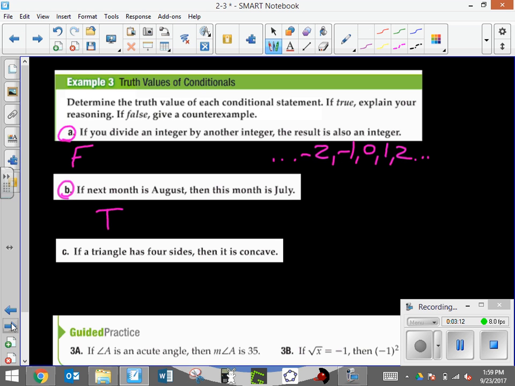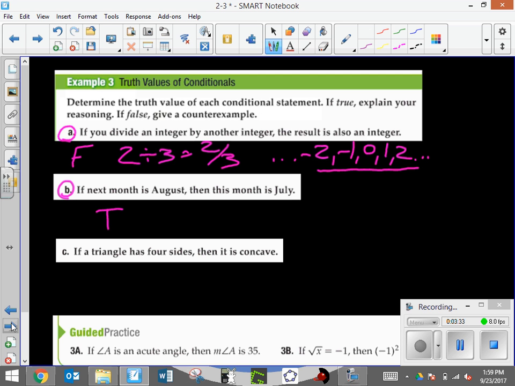Let's take, for example, 2 divided by 3. Well, 2 divided by 3 is really the same thing as 2/3, which is a fraction. That fraction does not look like any of these numbers over here. So you would say that that is a false conditional.